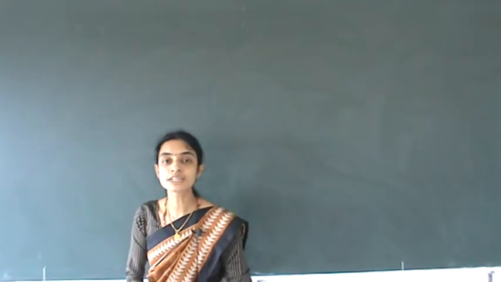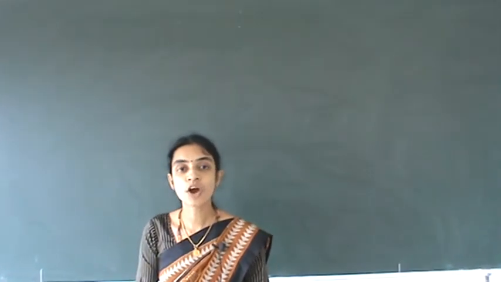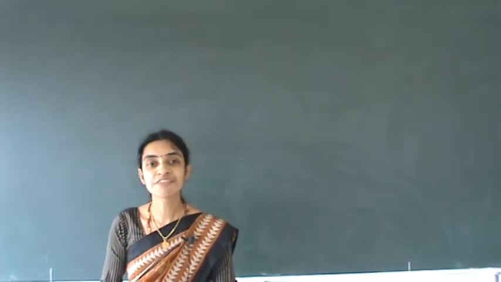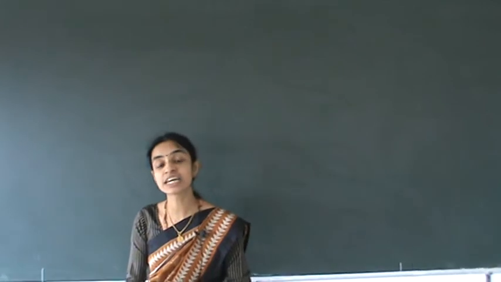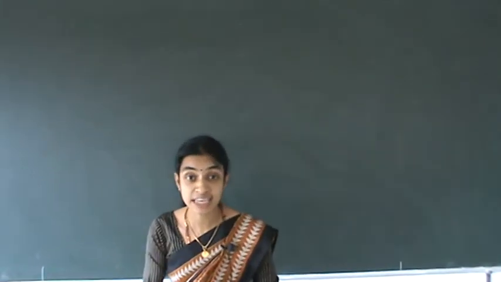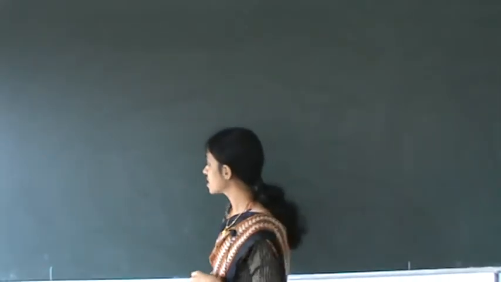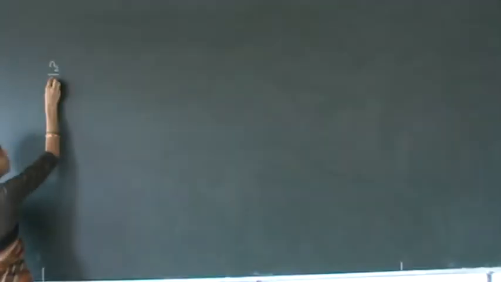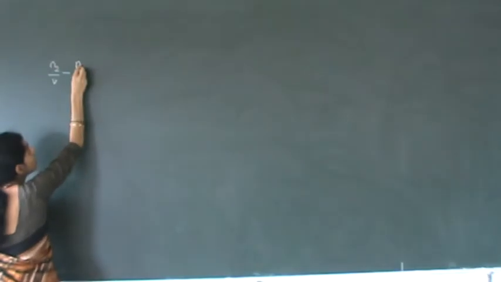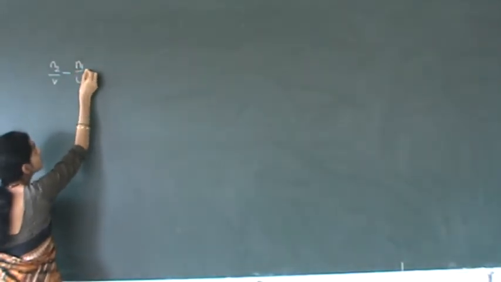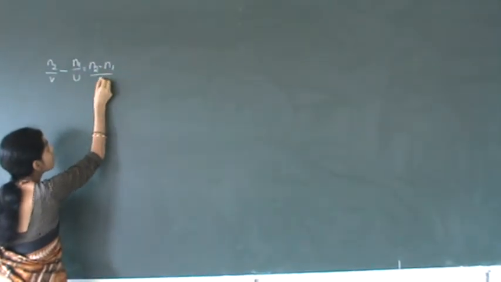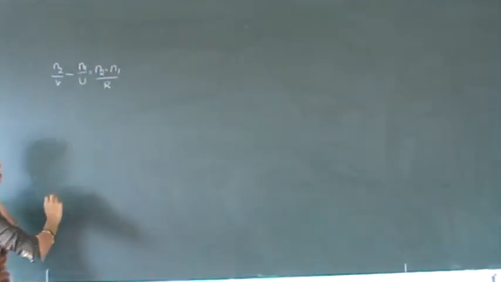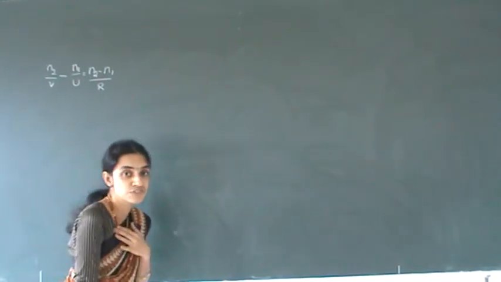Good morning, dear students. In the previous class, we obtained the relation for the refracting spherical surface, which relates the refractive index, radius of curvature, object distance, and the image distance. What was the equation? Just recall that equation: n2 by v minus n1 by u equals n2 minus n1 by R. This was the equation which I obtained in the previous video.